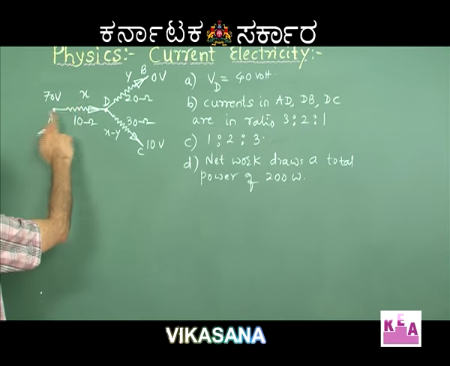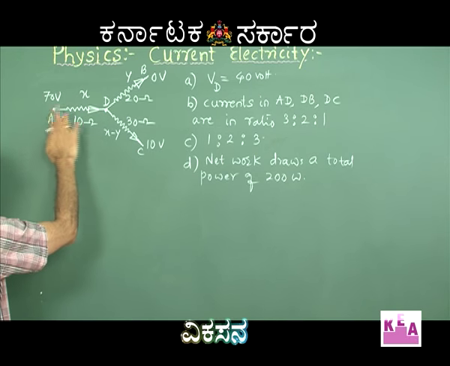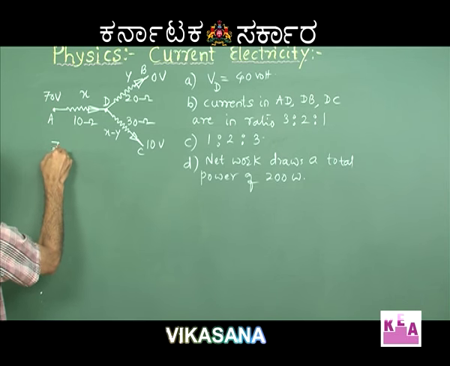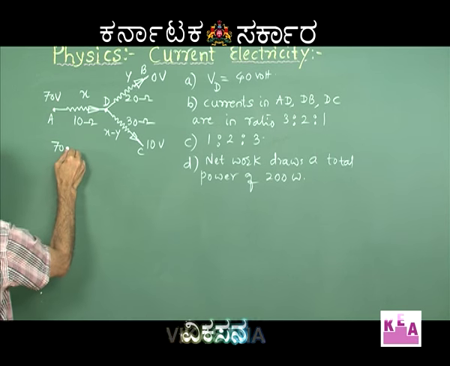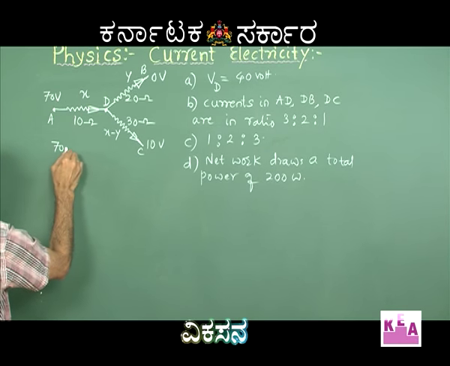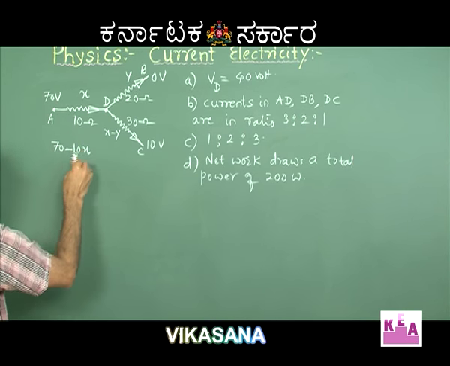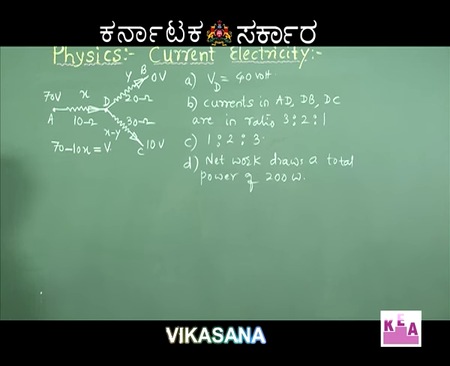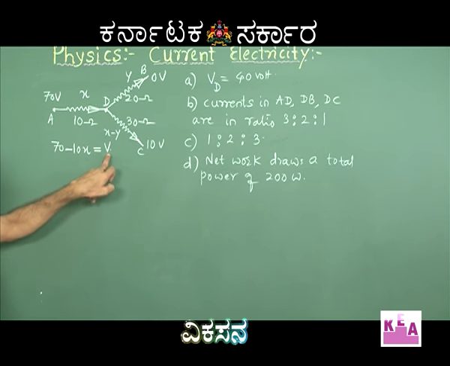Okay. So, now I will simply move from A to the point D, taking into account the potential drops. I started from the point A where the potential was 70. I am moving in the direction of the current, therefore, there is a potential drop there, and I am supposed to write it as current multiplied by resistance, that is 10x, and then I have reached the point D where the potential is, say, V. 70 minus 10x is equal to V.